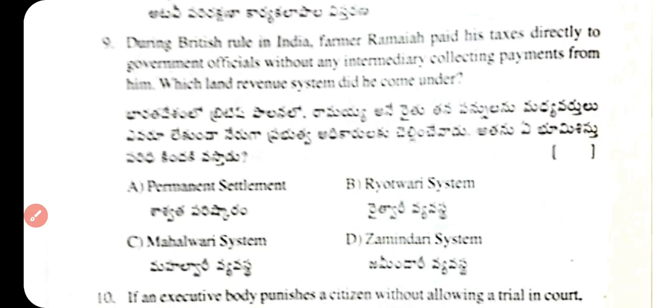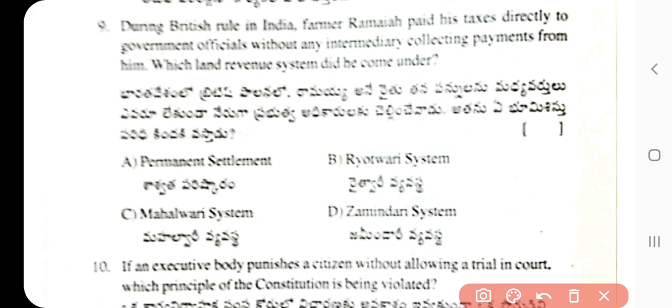Question number 9. During British rule in India, farmer Raimama paid his taxes directly to government officials without any intermediary collecting payment from him. Which land revenue system did he come under? Rayatwadi system is the correct answer of question number 9.